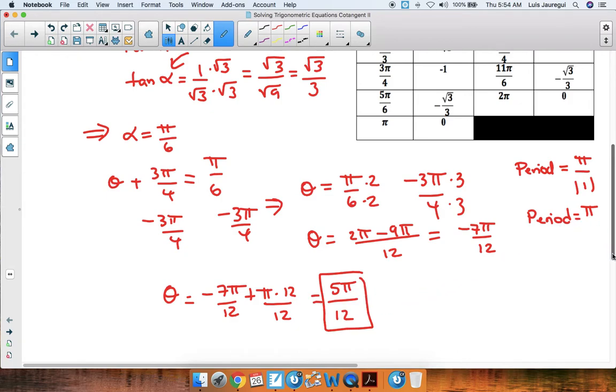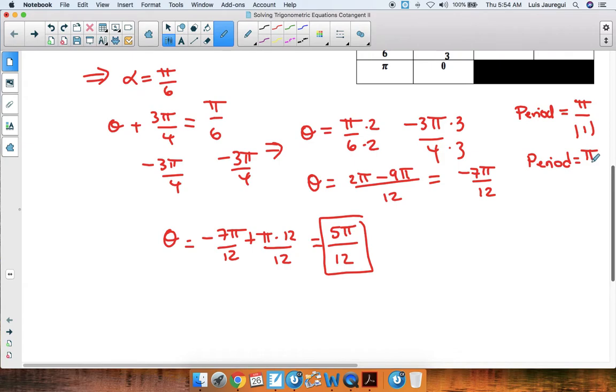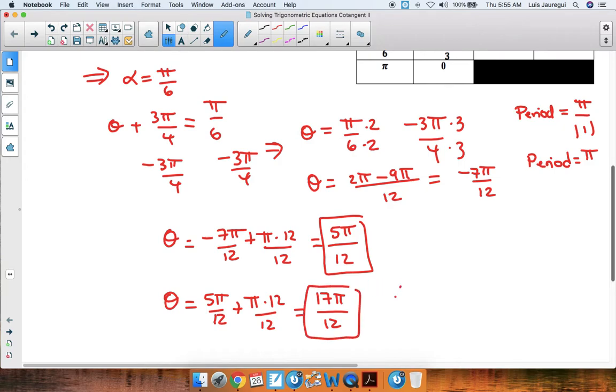To get the other solution, what we want to do is to add another period of pi. So we take the next theta to be 5 pi over 12 plus pi. Once again, let's multiply this pi by 12 over 12. So we have 12 pi plus 5 pi now becomes 17 pi all over 12. So we can say that our solutions for this equation are theta is equal to 5 pi over 12 or 17 pi over 12.